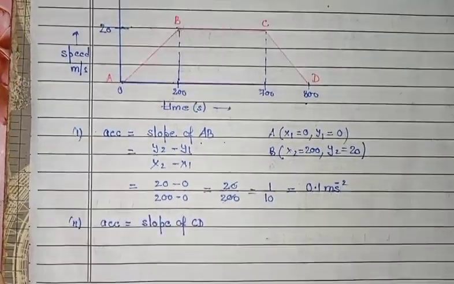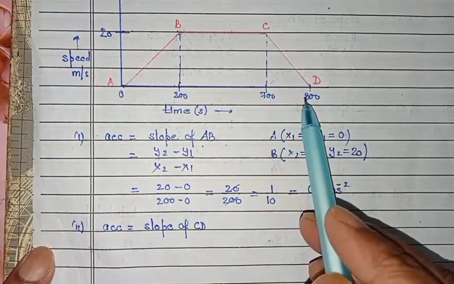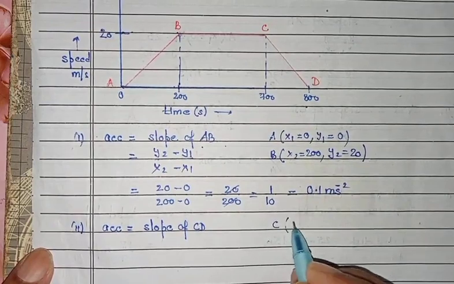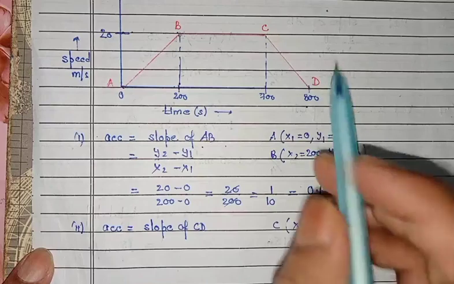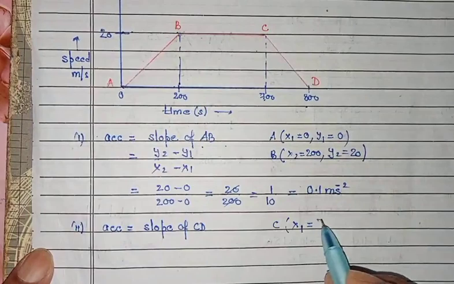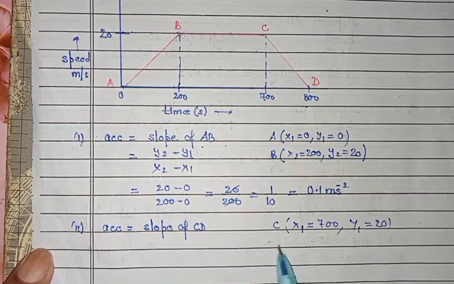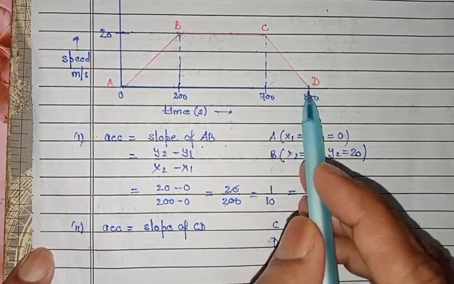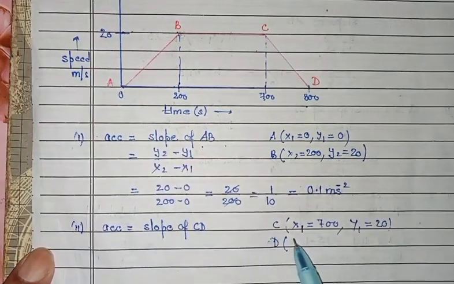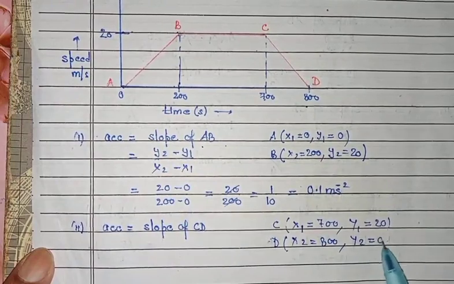Now when we have to get the slope of CD, you can see C is the first point, D is the second point. So at C, let's get x1 and y1. So x1 is 700 and y1 is 20. At point D, you can see x is 800 and y is 0. So x2 is 800 and y2 is 0.